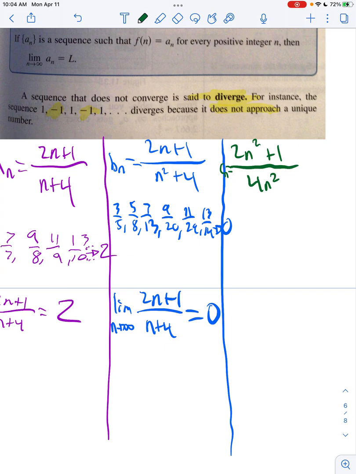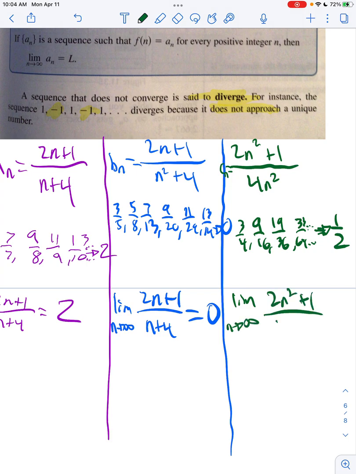Lastly, I'm going to plug in different numbers. Plug in a 1, I get 3/4. Plug in a 2, 9/16. Plug in a 3, 19/36. Plug in a 4, 33/64. You could plug in a 10, plug in 100. Try different numbers until you figure out what that number is getting close to. In this case, this number is approaching 1/2. So the limit as n approaches infinity of 2n squared plus 1 over 4n squared equals 1/2.